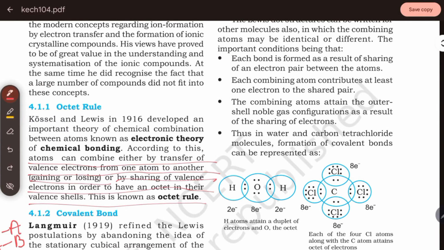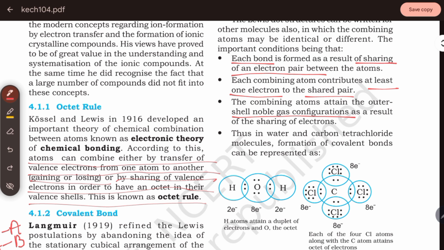Here each bond is formed by sharing of an electron pair between atoms. Each combining atom contributes at least one electron for sharing. The combining atoms attain the noble gas configuration, the octet configuration.